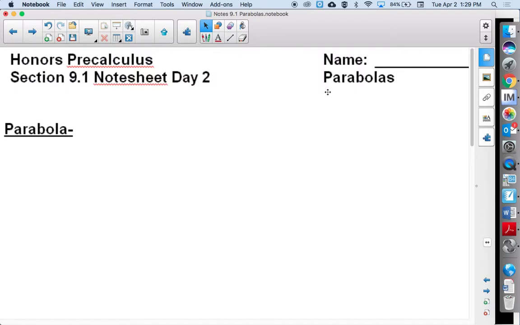So the first day of the section is going to be pretty involved. There's going to be a lot of notes and information to absorb. And then the second day, it should be a little more laid back. So in my mind, tomorrow you should have some time at the end of class to start your homework. Friday you should have time at the end of class to start your homework. Kind of like every other day, there should be some time in class.